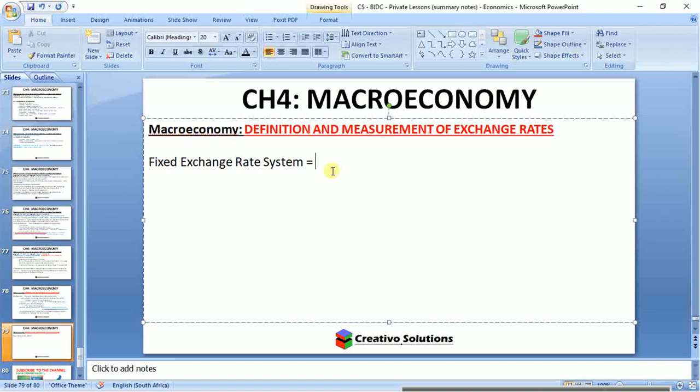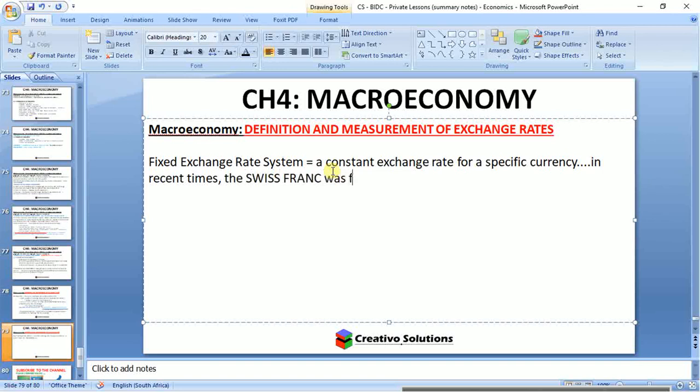A fixed exchange rate system. So if something is fixed, what does that mean? It doesn't change, exactly. So a constant exchange rate for a specific currency. Best example I can give you for this, in recent times, the Swiss franc was fixed against the euro. That happened quite recently, and they obviously changed it. They lifted that fixed rate, so it became floating.